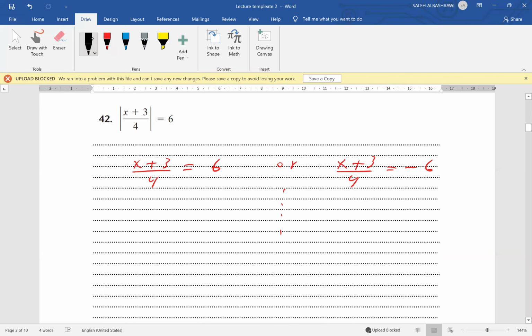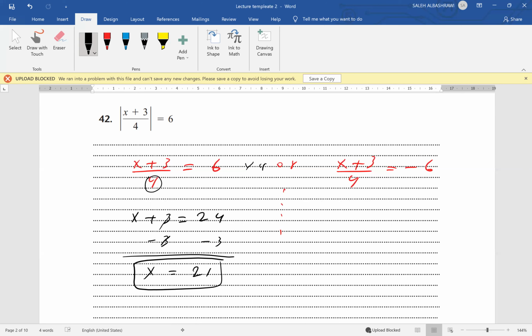For this equation, I'm going to multiply by 4 just to get rid of this denominator. I will have x plus 3 equal to 24. Minus 3 on this side and minus 3 on the right-hand side. I will have x equal to 21. So one value for x is 21.